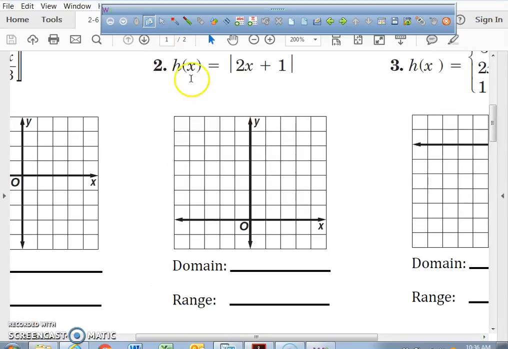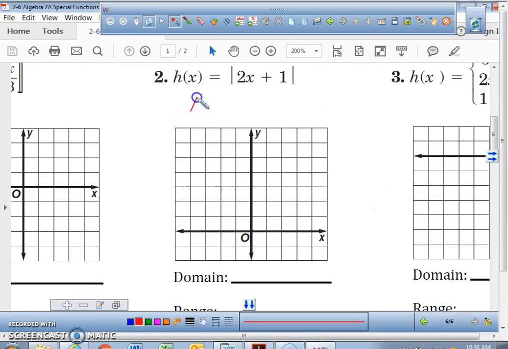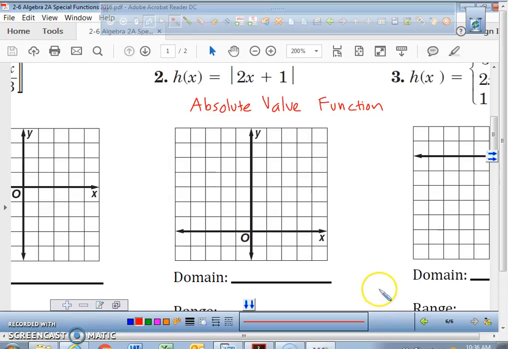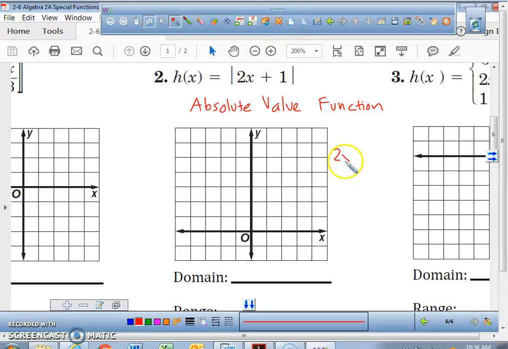Okay? Alright, number 2 is not a greatest integer function. This is what's referred to as an absolute value function. Now, you can use the graphing calculator to help you, but you don't have to use the graphing calculator. I can tell you where this function starts. If I set that equal to 0, if I said 2x plus 1 equals 0, and I solved for x, I would get 2x equals negative half.